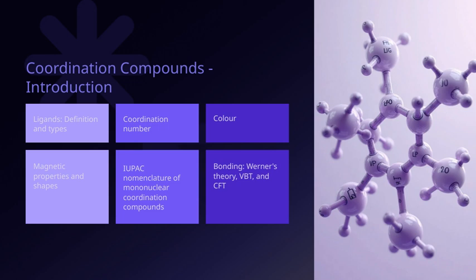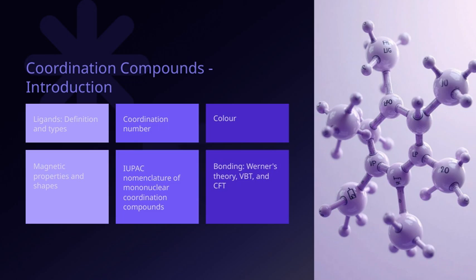Magnetic properties and shapes are closely related. For example, some compounds are paramagnetic, indicating unpaired electrons, while others are diamagnetic. The shape of the complex, whether tetrahedral or octahedral, also affects these magnetic characteristics.